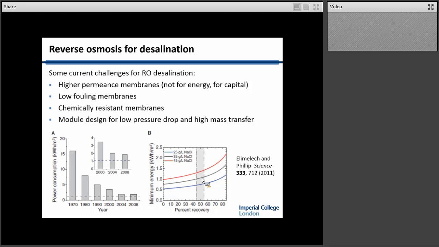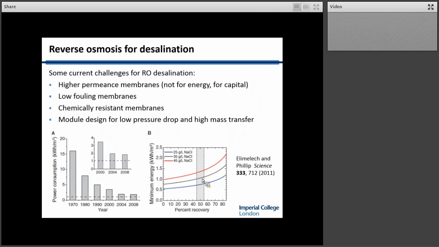So the real reason that we might be interested in higher permeance membranes is because we'll need less membrane area for a given installation. And if we need less membrane area and we're working in an offshore environment, for example, to produce water for reinjection, then the weight or the size of the membrane plant can be very important in its overall cost effectiveness. A couple of other key considerations in reverse osmosis currently are how we go about producing low fouling membranes. Eventually, reverse osmosis membranes foul with biomass or scale.